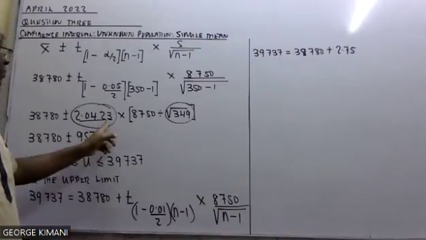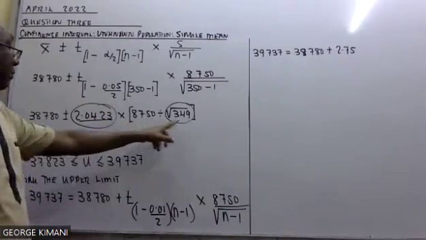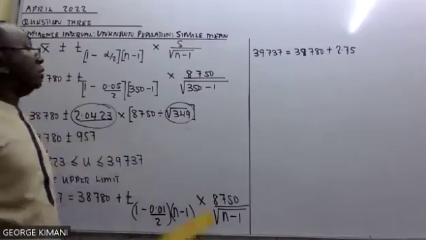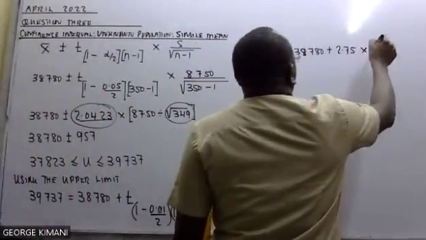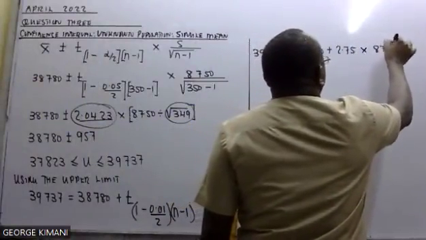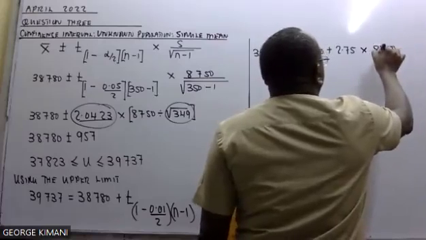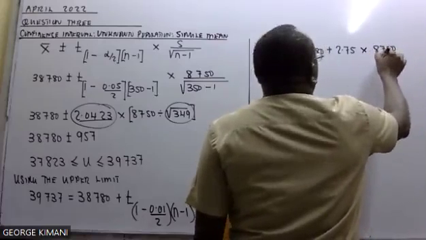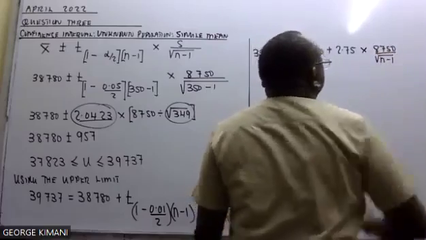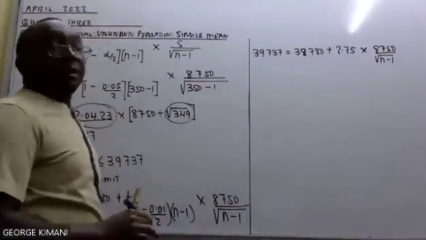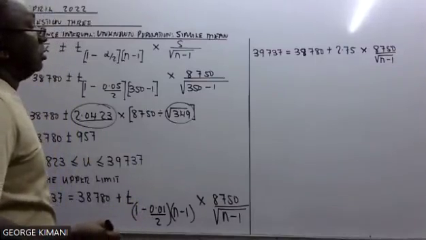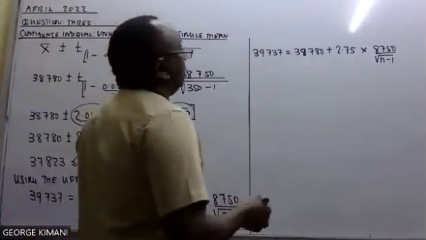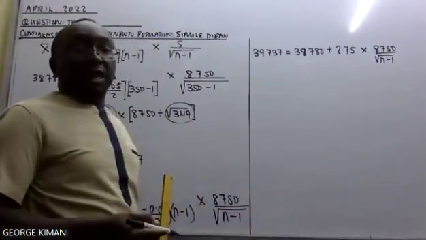So this was unknown, and now we have known it. So now we are left with this one. We continue to say, now this is times 8750, which is divided by the root of n minus 1. Now from there, I believe you can be able to deal with n minus 1. So you can be able to solve n minus 1.